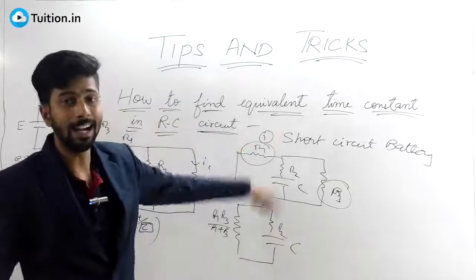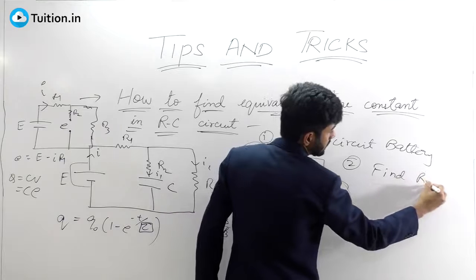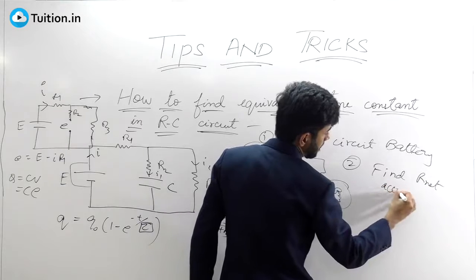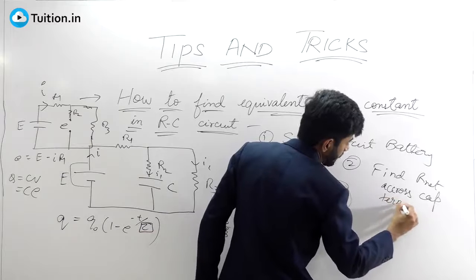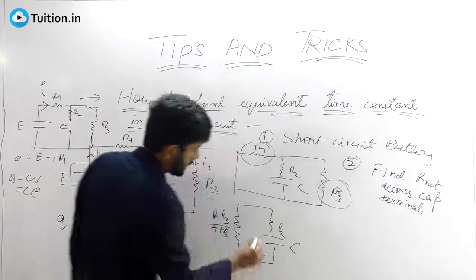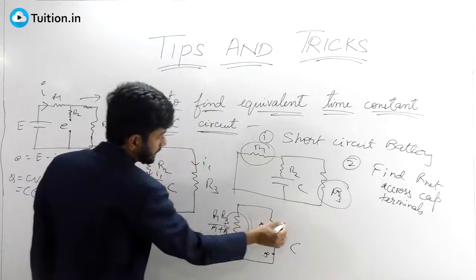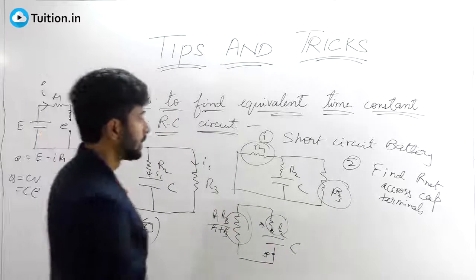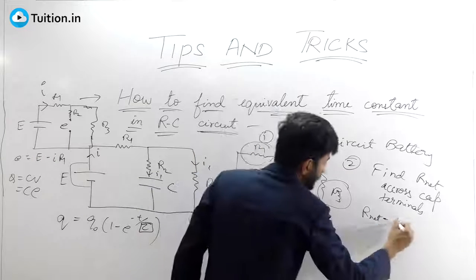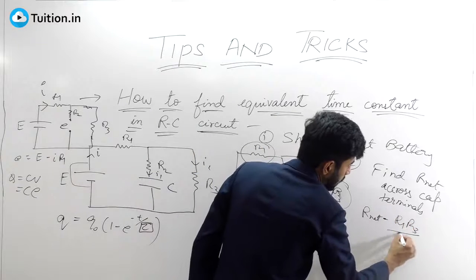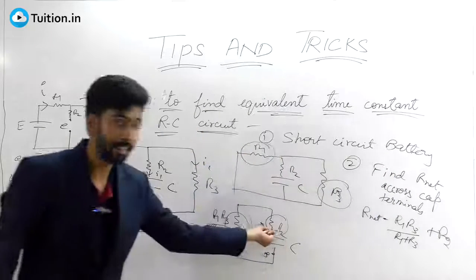Now step 1 was that. Step 2 is to find the net resistance across the capacitor terminals. So what is the net resistance between these two points A and B? You have this and these two resistors connected in series, right? So your R net in this case is nothing but R1 R3 divided by R1 plus R3, plus R2, because your R2 is in series here.